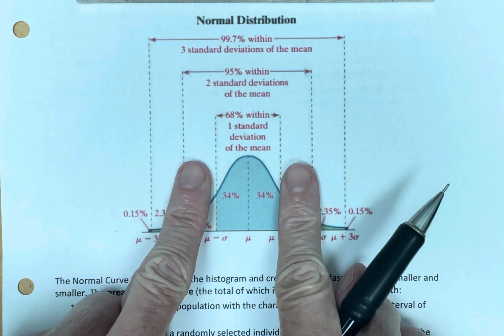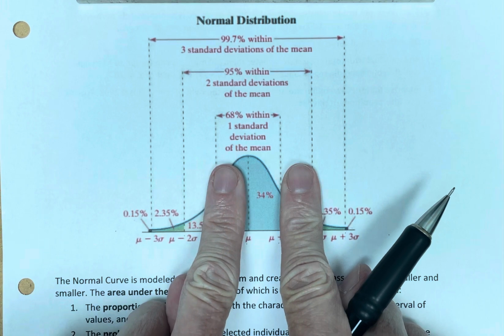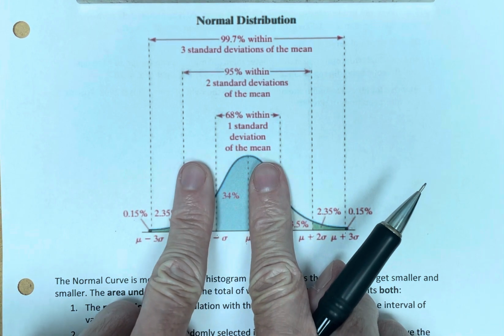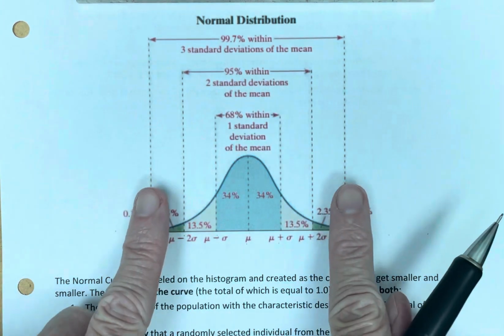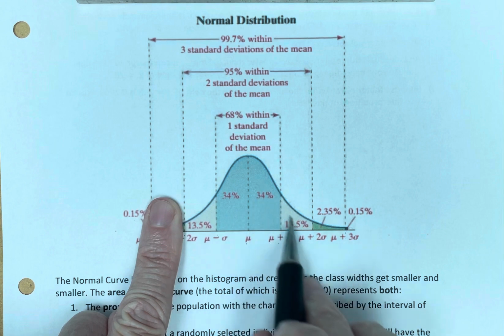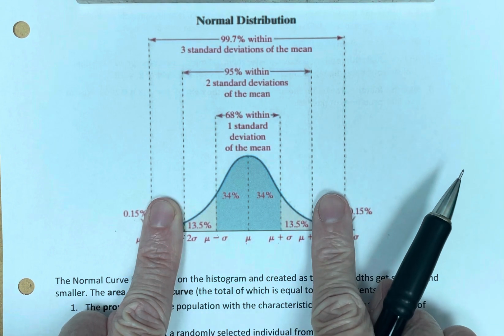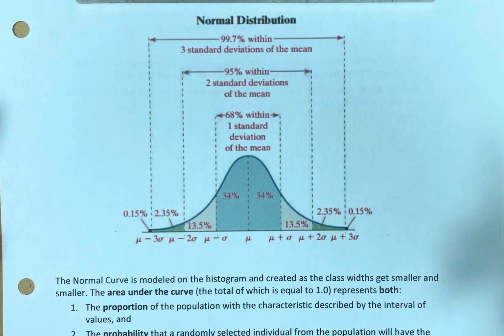If this is 68% and the graph is symmetrical, then 34% is above the mean and 34% is below the mean. The same thing with 95%. Okay, this half is 47.5%. If you add those two numbers up, this half is 47.5%, etc.